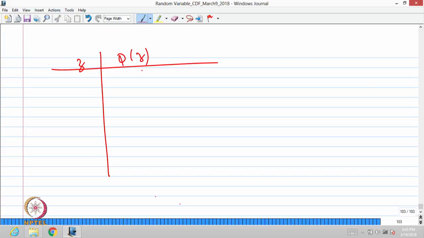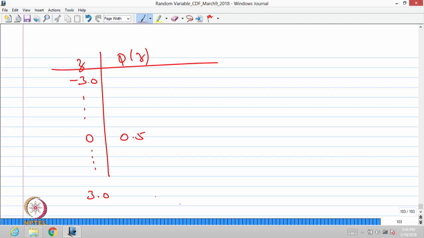You can have a psi of z. It usually starts from minus 3, and for 0, psi of 0 is nothing but the integration from minus infinity to 0, and since it is symmetric, this value is 0.5, and it will keep going till 3.0.